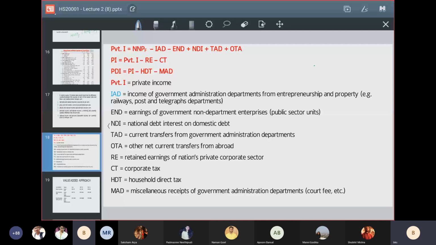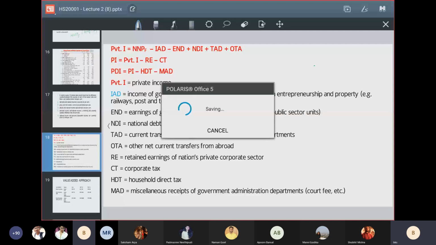enterprises such as your public sector units like NTPC, National Thermal Power Corporation, the earning from there when they are producing. Earlier government also owned many of the public sector units which in course of time has been given to the private sector to run those public sector units. So when we have these public sector enterprises earning from that, we are deducting from the national income. Then what we are left with is the private income.